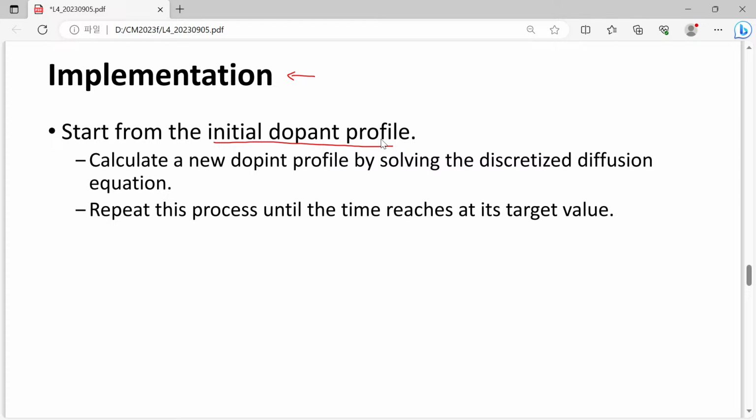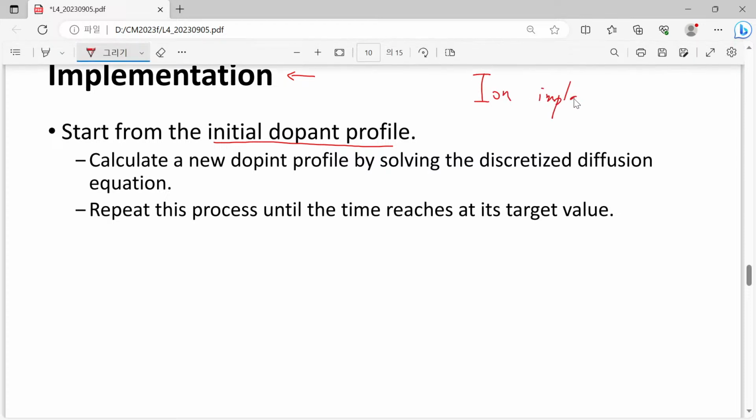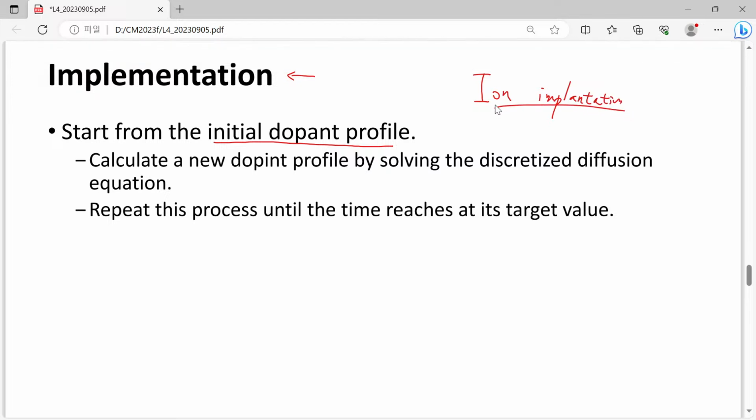Who decided the initial dopant profile? Usually ion implantation determines the initial dopant profile. You just introduce a lot of impurities at a given position, in a well-controlled way. After that, you apply high temperature.